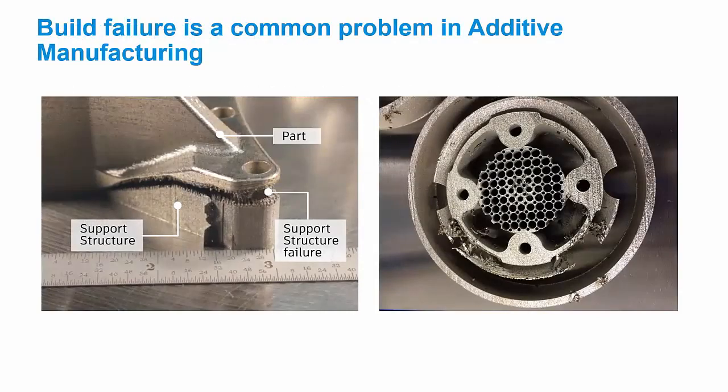So when we started developing NetFab Simulation, the goal was to be able to predict any common failure mode brought upon by excessive distortion or residual stress. And a couple examples are right here. So this is an example where a part actually distorted to the point that it delaminated from its support structure and the build failed. And here's another part that actually distorts upward in the build direction through the top of the powder bed and gets hit by the recoater blade when it goes to rake a new layer of powder. That part got ruined as well.